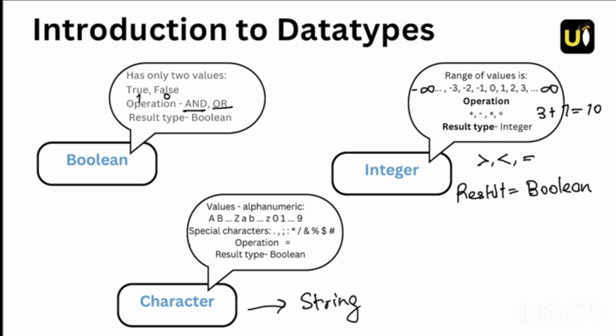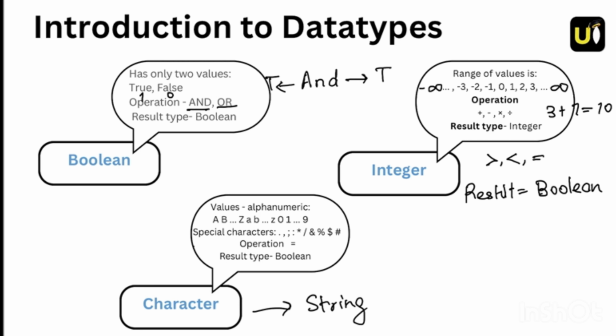Now let me tell you how these operations work. For the and operation, both the statements should be true. Let's say the statement is the student should be male and the student should be from Chennai. So male and from Chennai. Both the statements should be true if there's an and operator.